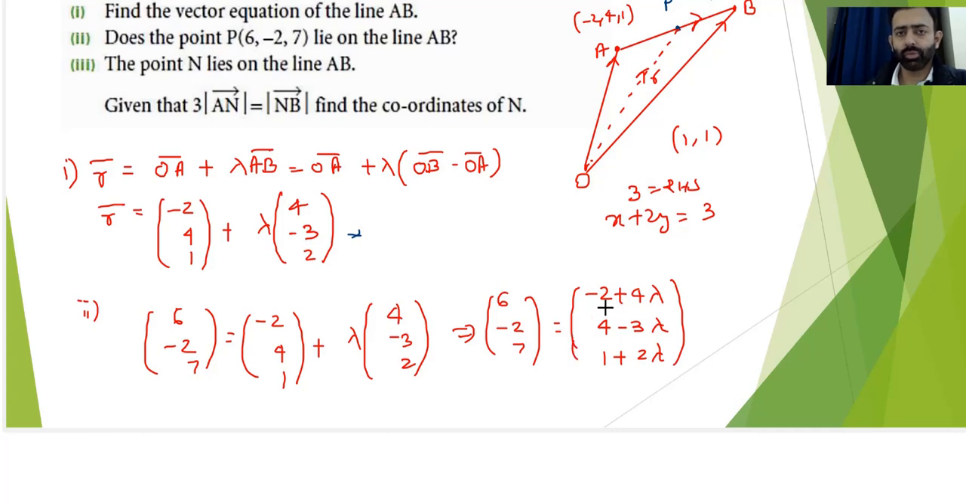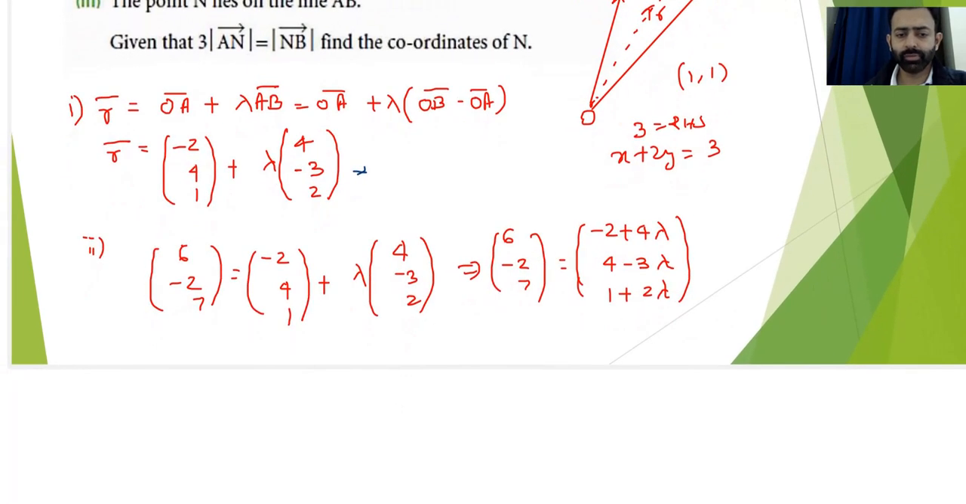Okay, so all three coordinates must be equal. It means from the first, if I equate the x coordinate on LHS and RHS, I will get 6 is equal to minus 2 plus 4 lambda. And from here, I get the value of lambda as 2.